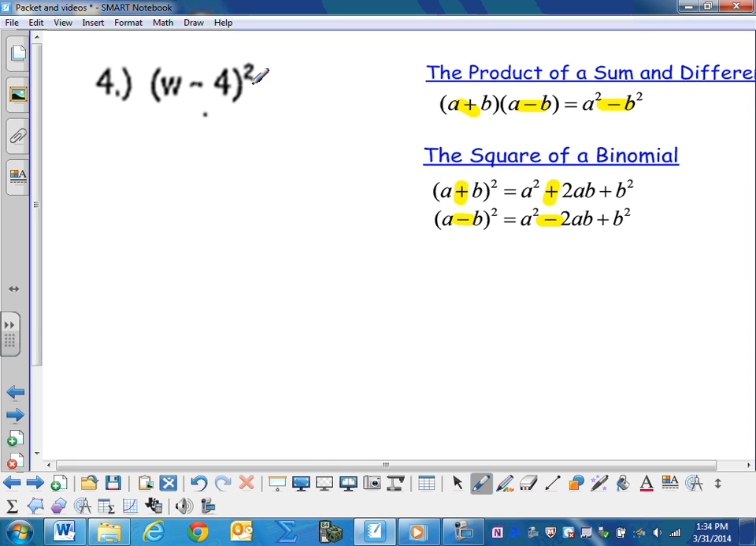W minus 4 squared. So this is a square of a binomial. So a is equal to w and b is equal to negative 4. So I'm going to square a, w squared, multiply these and double them. Minus 4w times 2 is minus 8w, and then square the last one.